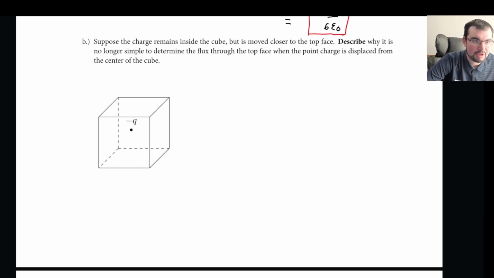Suppose the charge remains inside the cube but is moved closer to the top face. Why is it no longer simple to determine the flux through this face? So again, I've moved this point charge slightly closer. What we do know is that the net flux is still negative Q over epsilon naught. That has not changed. It's the same point charge.